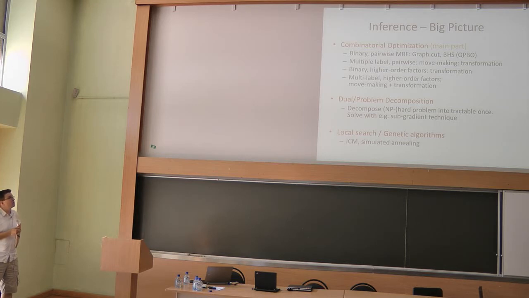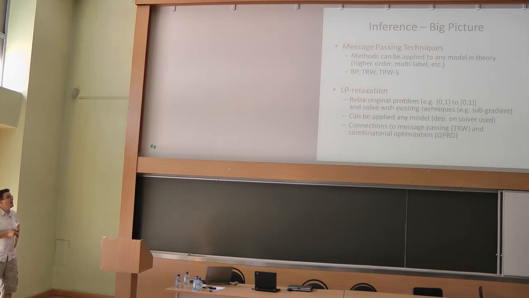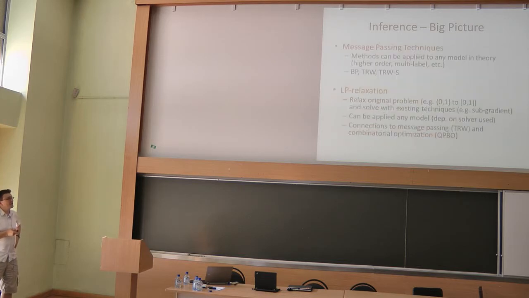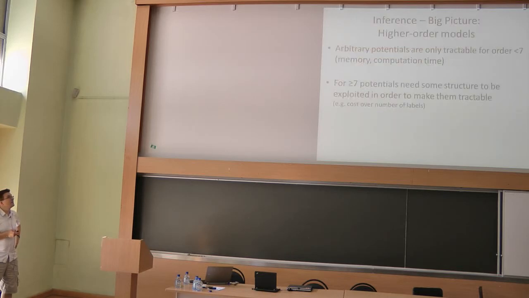There are combinatorial optimization methods, and that will be the main part of what I talk about. There are so-called dual or problem decomposition techniques. There are local search techniques or genetic algorithms. There are message passing algorithms, and I will go into some more details here as well, and some details of LP relaxation techniques. So these are the five different categories of methods. These are all for discrete labelings.